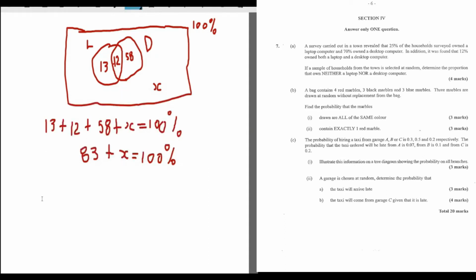So this is telling me that 17% neither own a desktop nor a laptop computer. So this is using a Venn diagram. I'm just getting creative to do this question. Nice and easy. That's part A.